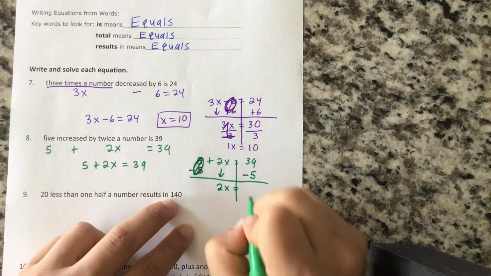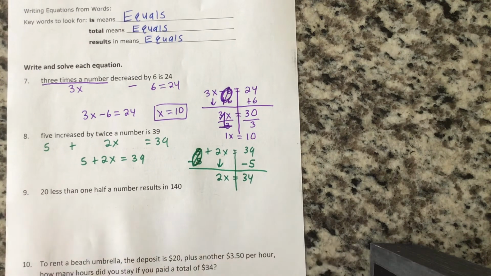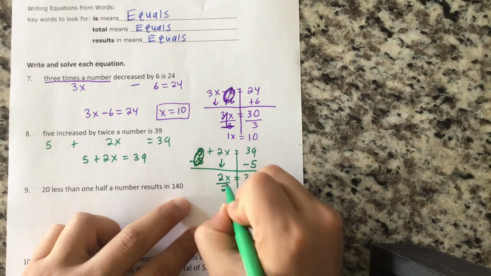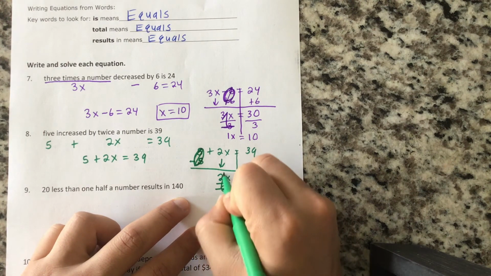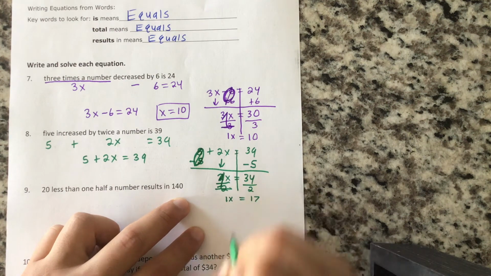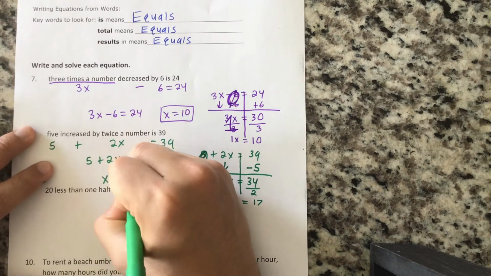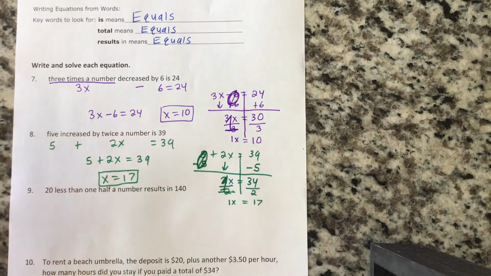39 minus 5, that's 34. Okay? Last step, I need a value of 1. So we divide both sides by 2. I get my value of 1 here. And I get 1x equals 17, right? Or, final answer, x equals 17. Boom, just like that. We're done.